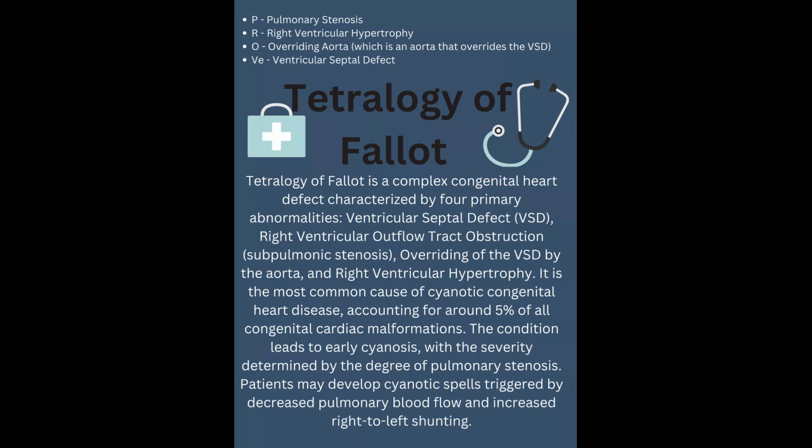Conclusion. Tetralogy of Fallot, TOF, stands as the leading cause of cyanotic congenital heart disease, accounting for approximately 5% of all congenital cardiac malformations. The syndrome encompasses 4 cardinal features, namely, a ventricular septal defect, VSD, right ventricular outflow tract obstruction, subpulmonic stenosis, overriding of the VSD by the aorta, and right ventricular hypertrophy. The heart's appearance is altered due to right ventricular hypertrophy, leading to an enlarged and boot-shaped configuration.